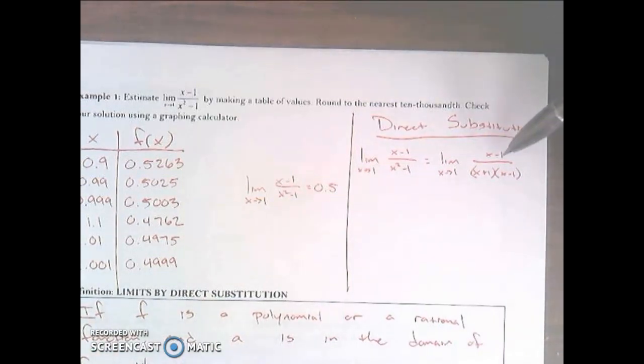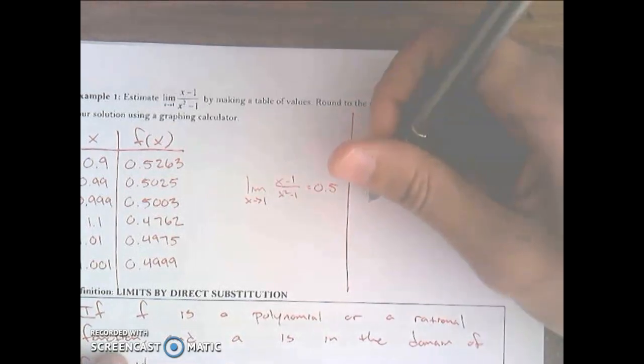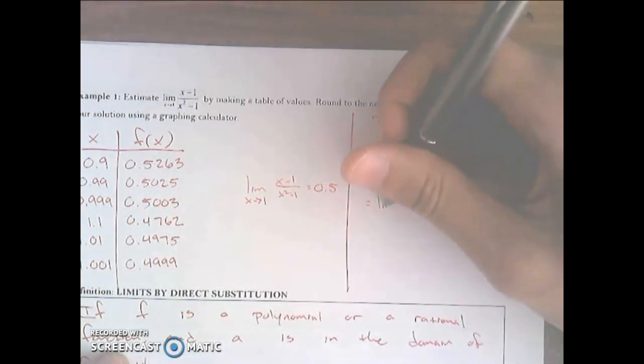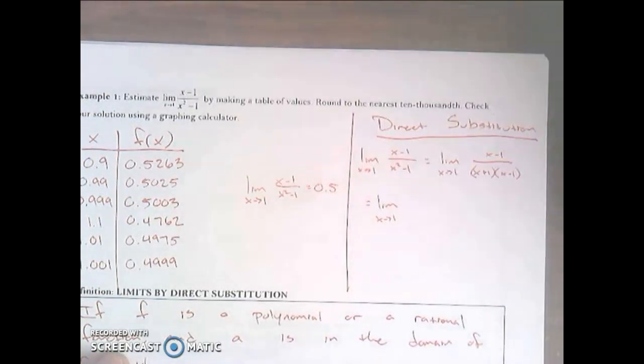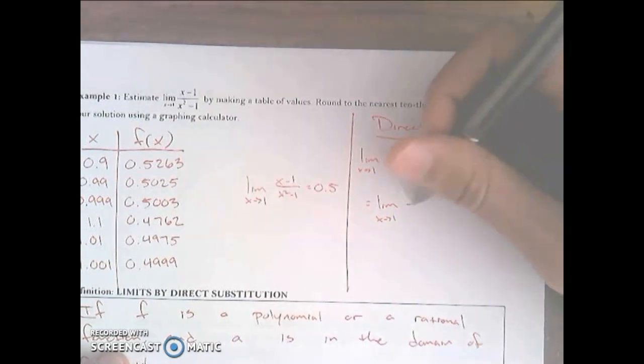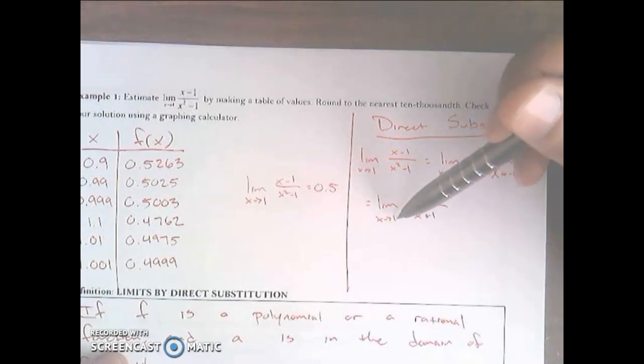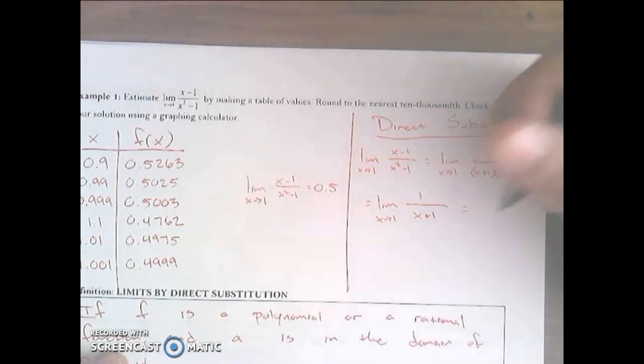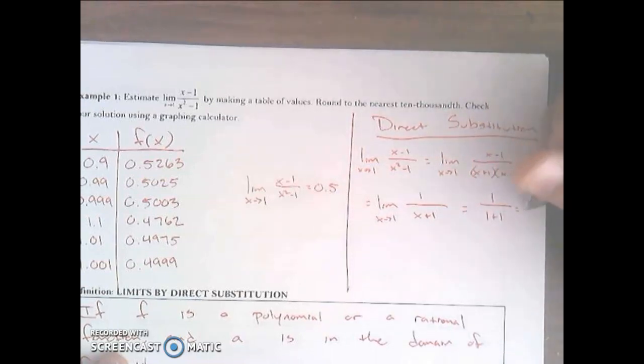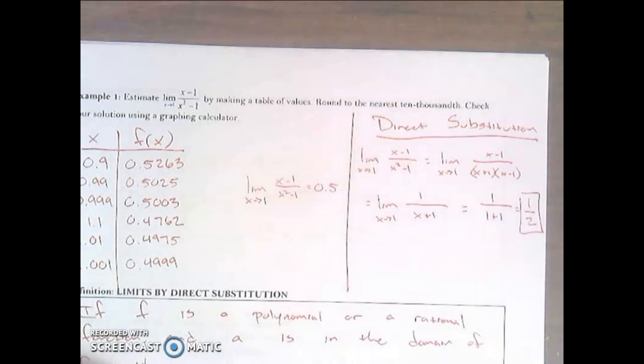So looking at this, I notice that we have an x minus 1 in both the numerator and denominator, so I can say that we've got the limit as x approaches 1 of, these cancel, so we just have 1 over x plus 1. Now we can use direct substitution. So now we can substitute x equals a, or x equals 1, in for x. So we can say that the limit is equal to 1 over 1 plus 1, which is 1/2. So sometimes it requires a little bit of manipulation in order to use direct substitution.